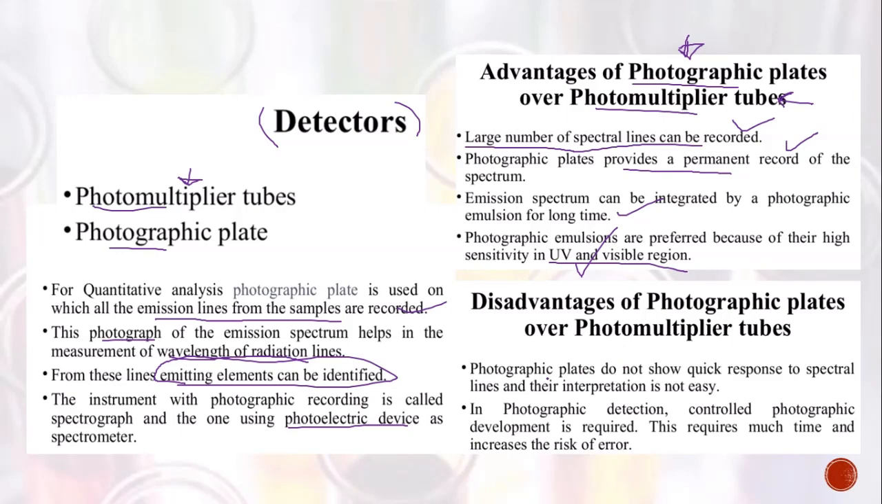But these photographic plates also do not show quick response to spectral lines, and the interpretation is also not very easy, because a photomultiplier tube, once it gives us a readout, can also do the interpretation for you. But with photographic, you would need to analyze it yourself visually. Then in photographic detection, controlled photographic development is required, and this requires much time and increases the risk of error.